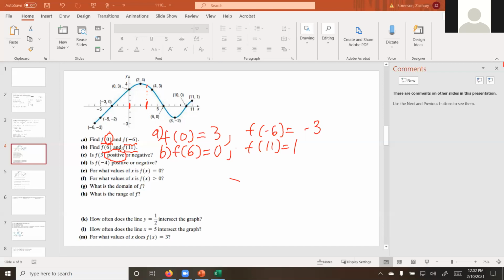What's my answer to D? It'd be negative, right? Yeah, so we go to -4 right here, trace down to my graph. It's below the x-axis. If we're asking for f of -2, that would be positive because it's above the x-axis. It's really just asking, is my graph above or below? Everyone good with that?